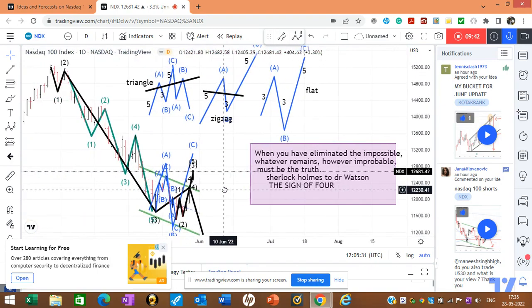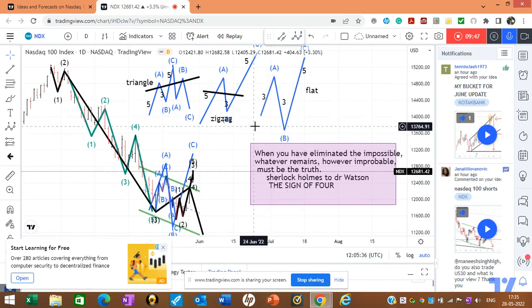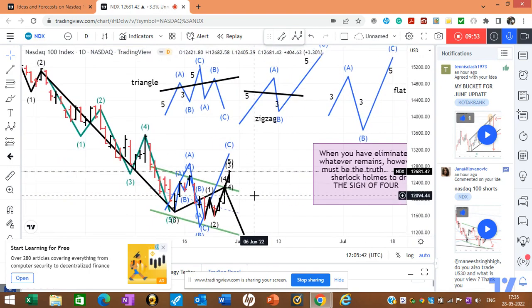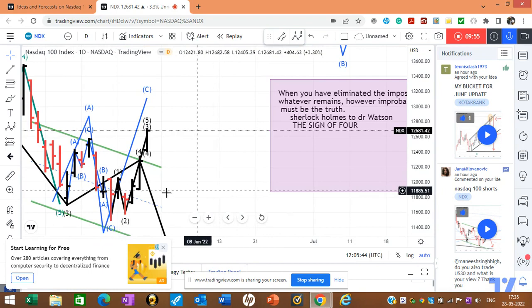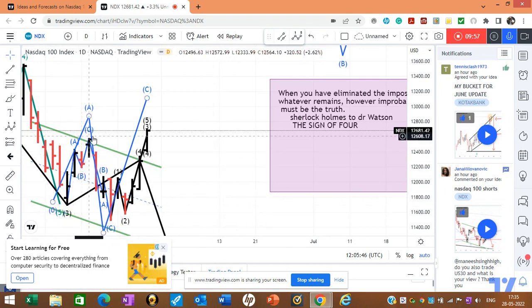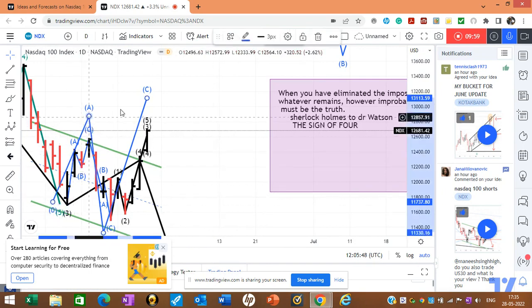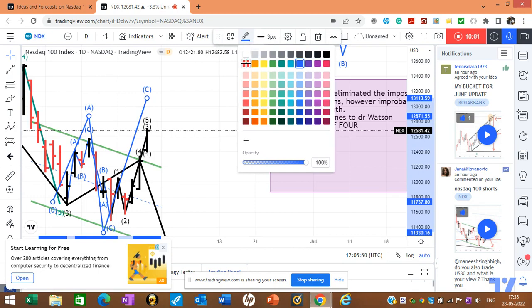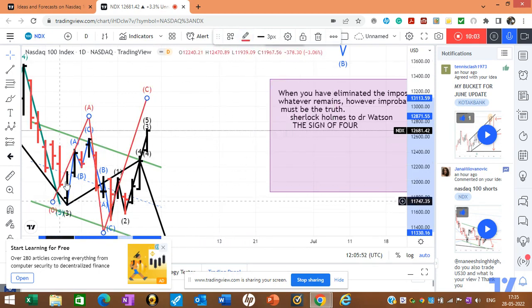I'm sorry for the mess I've created. So the last one is a flat correction. Three waves move up, three waves move down, and five waves move up. And this is what I'm now seeing. Like A, B, C. Give it a different color. A, B, C. A, B, C, and 1, 2, 3, 4, 5.